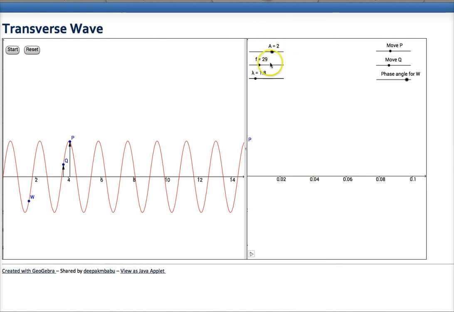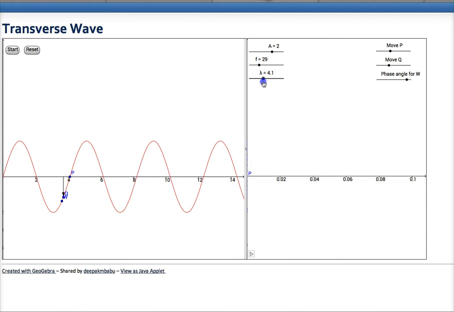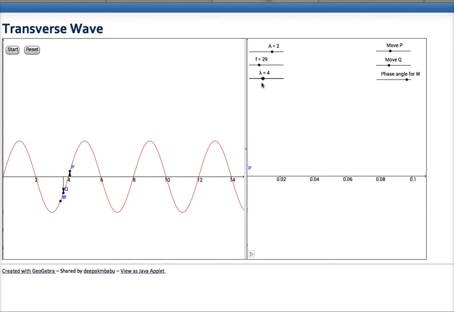So I'm going to set the wavelength parameter, this lambda parameter, to 4, so that it becomes reasonably easy to look at one wave. I'm going to set this frequency parameter to 10. And then finally I'm going to set the amplitude parameter at 2. I'm now going to use the position control, and I'm going to set P so that it coincides with 0.4 on this graph over here. So here we go.